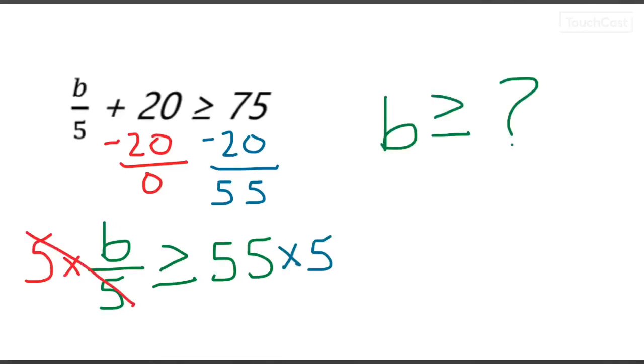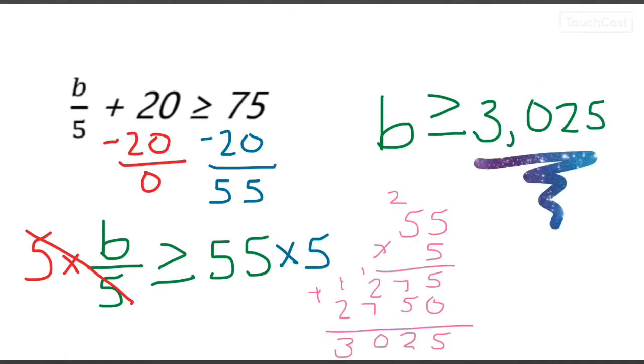So if I do 5 times b over 5, the 5's cancel out and I'm left with b. And then 55 times 5. Now that's a tricky one and I'm going to need to work it out before I know that solution. When I did 55 times 5, I found that b could be greater than or equal to 3,025. So b can be any number equal to that or bigger than that.